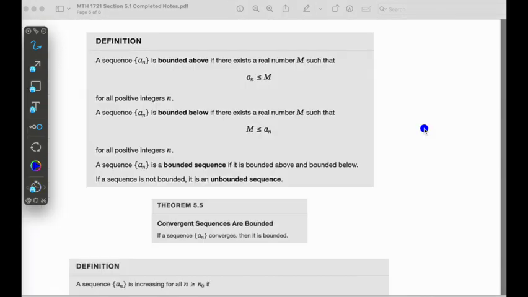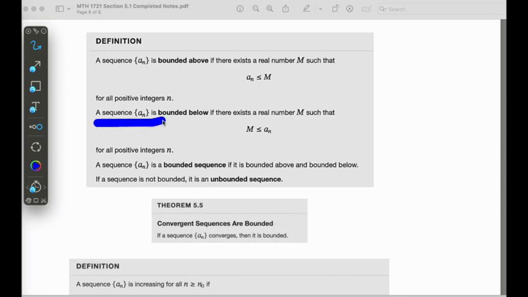So we are leading up to a major theorem called the monotone convergence theorem, and we've got a couple more things to talk about before we get there. But we need to talk about something that's called bounded. A sequence is bounded above if there exists a number m so that all the terms in the sequence lie below that value. That's why it's called bounded from above, because nothing goes above that value.